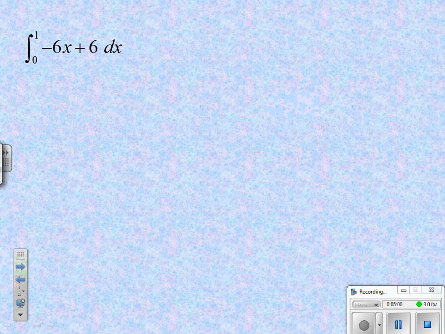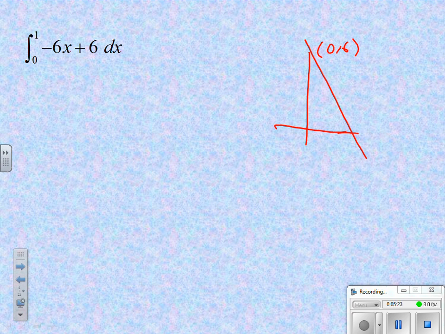Okay, here's a really basic example. Find the area under the curve, negative 6x plus 6, on the integral from 0 to 1. Again, all we're talking about here is a triangle. The line y equals negative 6x plus 6 would have a y-intercept of (0, 6) and a root at (1, 0). The length of this triangle is 1. The height of this triangle is 6. The area turns out to be 3.